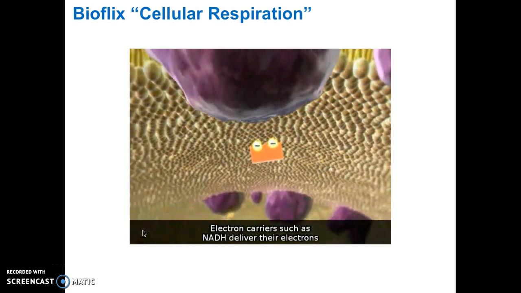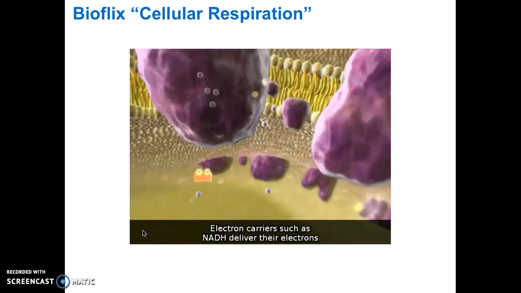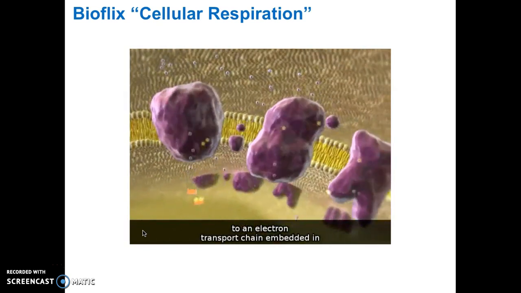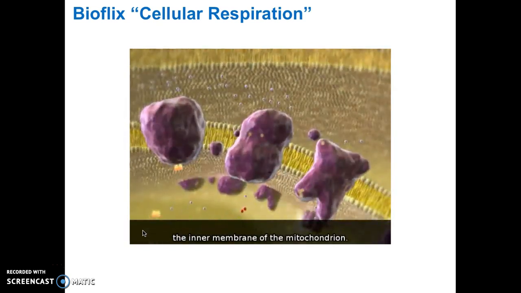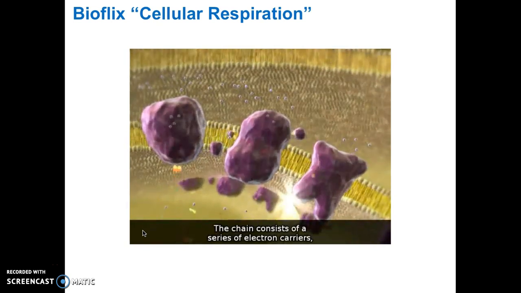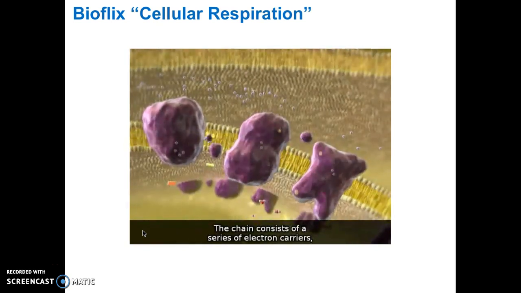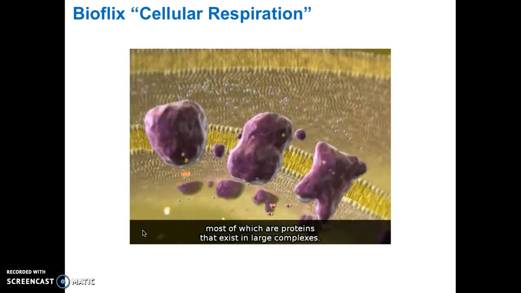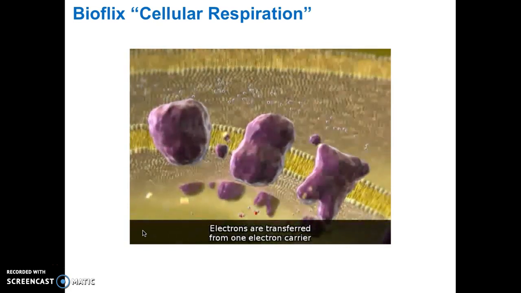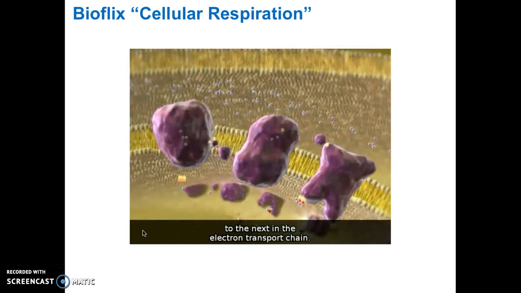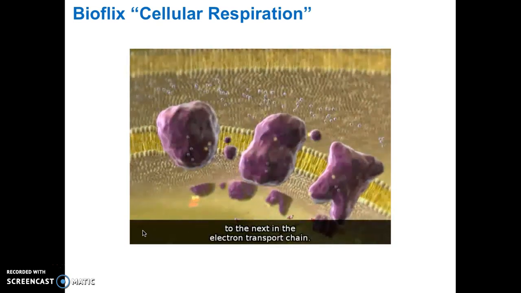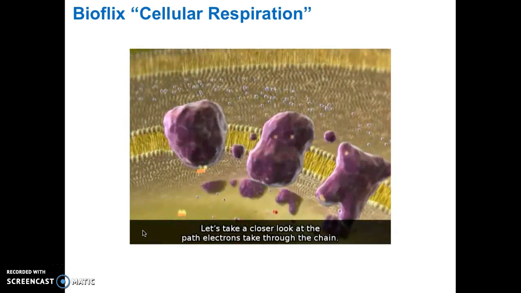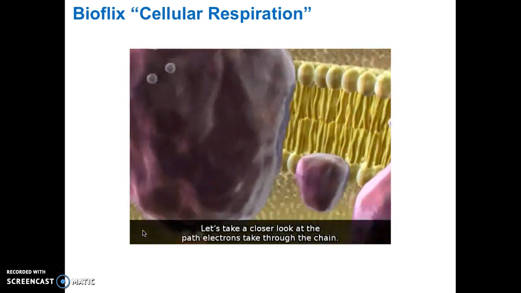Electron carriers such as NADH deliver their electrons to an electron transport chain embedded in the inner membrane of the mitochondria. The chain consists of a series of electron carriers, most of which are proteins that exist in large complexes. Electrons are transferred from one electron carrier to the next in the electron transport chain. Let's take a closer look at the path electrons take through the chain.